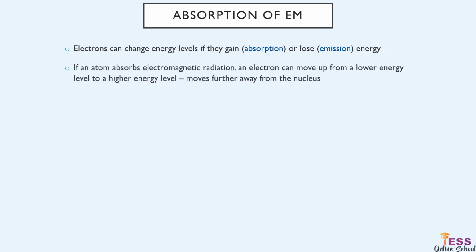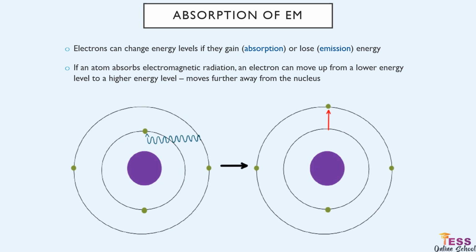Moving on to the absorption of EM, which is an abbreviation for electromagnetic radiation. Electrons can change energy levels if they gain, which is absorption, or lose, which is emission, energy. If an atom absorbs electromagnetic radiation, an electron can move up from a lower energy level to a higher energy level. This moves the electron further away from the nucleus, as shown in the diagram. You can see that an EM wave is being absorbed from the environment, which causes the electron to move up an energy level.